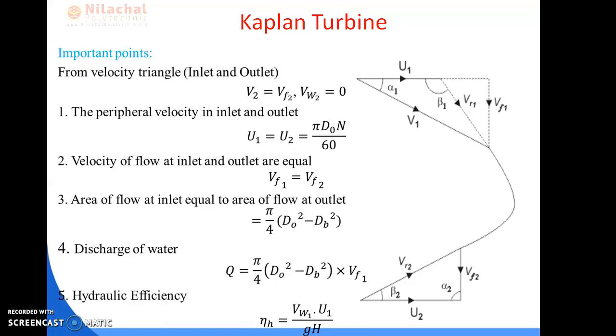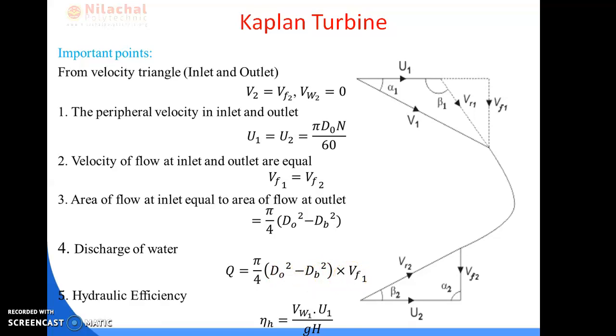So flow velocity from the inlet to the outlet is equal: Vf1 is equal to Vf2. Already we have discussed the area of flow of water from inlet to the outlet is equal to pi by 4 (outer diameter square minus boss diameter square). So discharge of water can be found as Q is equal to pi by 4 (outer diameter square minus boss diameter square) into Vf1.